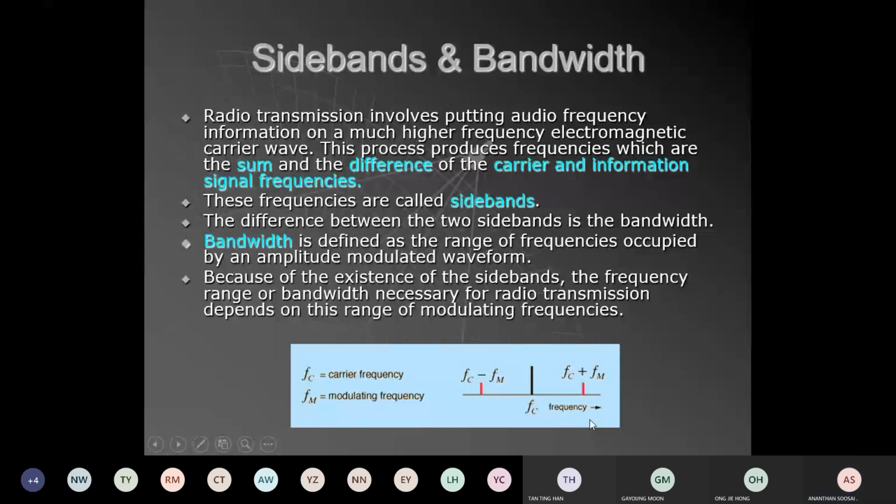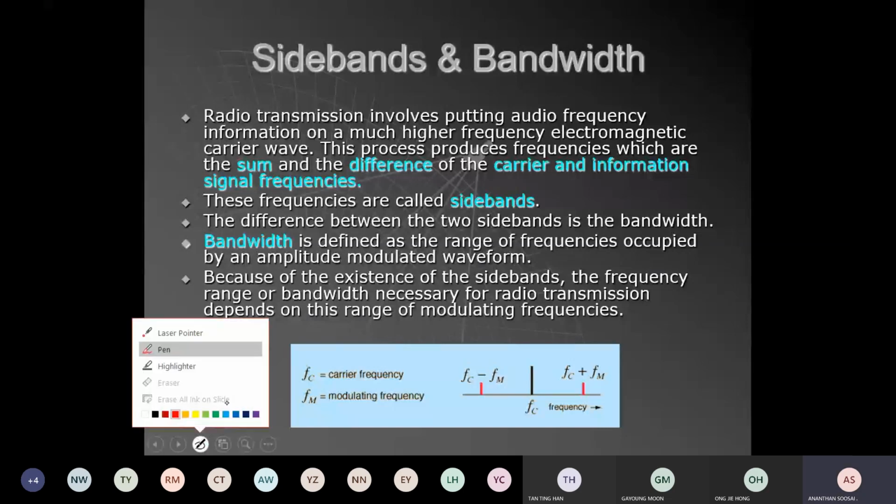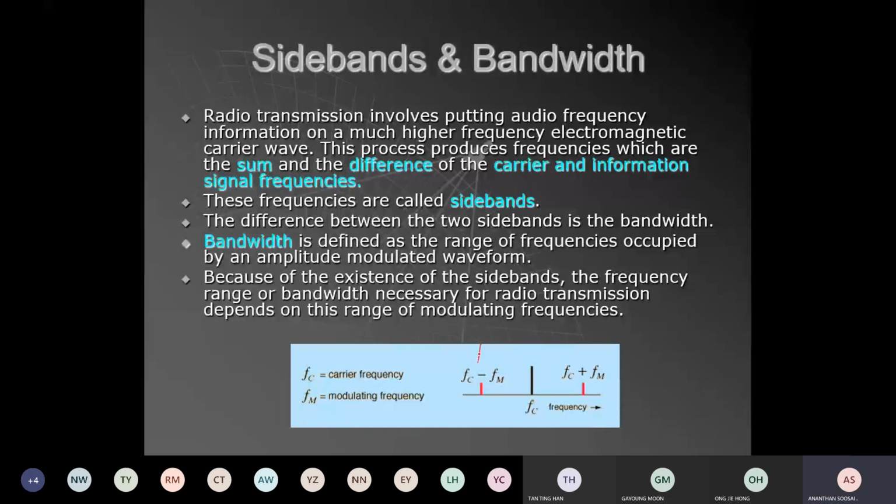The difference between the two sidebands is called bandwidth. So now you understand. What is bandwidth? From one sideband to another sideband, how much is the frequency? It's your bandwidth. Let's say the original one is 800, this is 750 and this is 850. So the bandwidth is how much? 850 minus 750. The bandwidth is 100 kilohertz. The difference in the sidebands is the bandwidth.